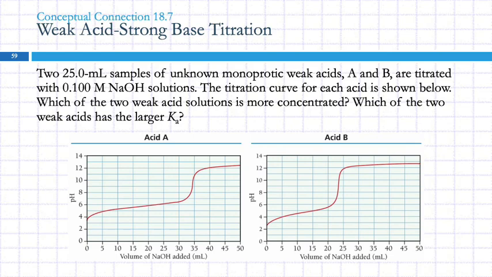So here's one without a calculation. We've got two 25 ml samples of unknown monoprotic acids, and they're both titrated with 0.1 molar sodium hydroxide solutions. We've got the pH titration curves here. Which of the two weak acid solutions is more concentrated?